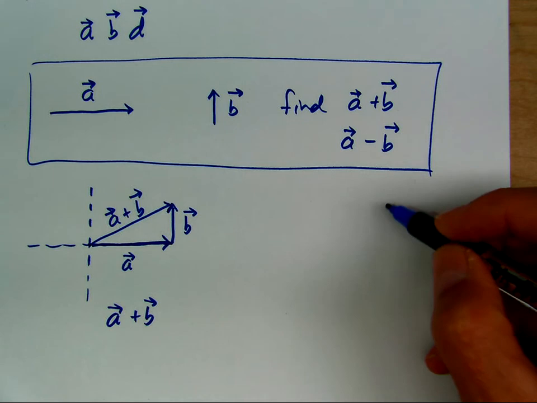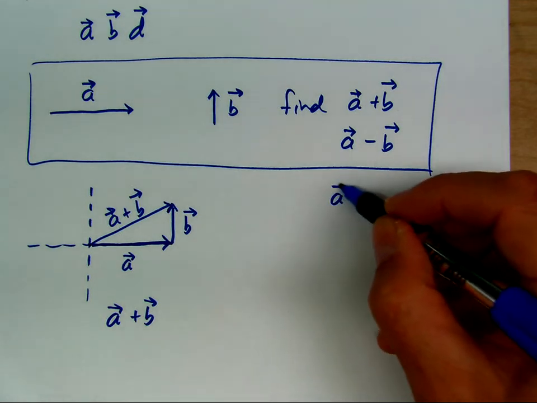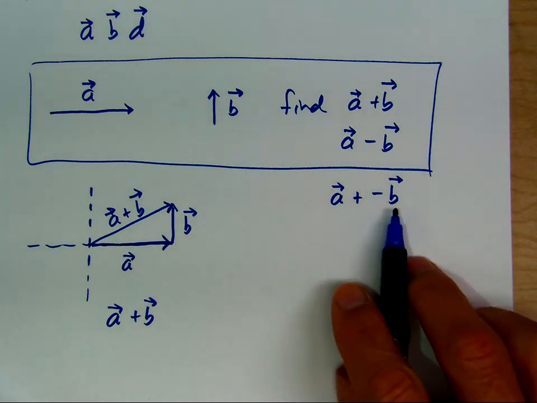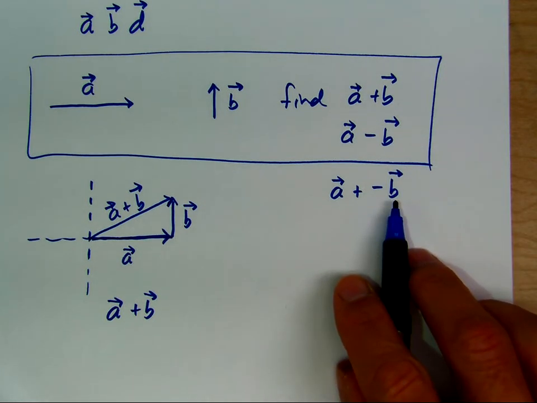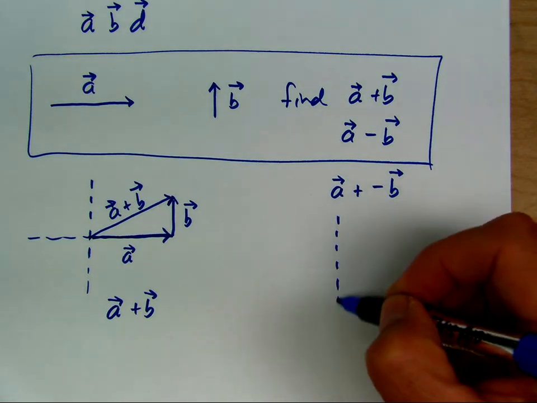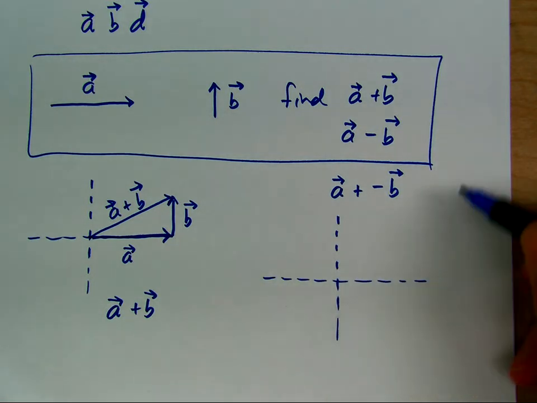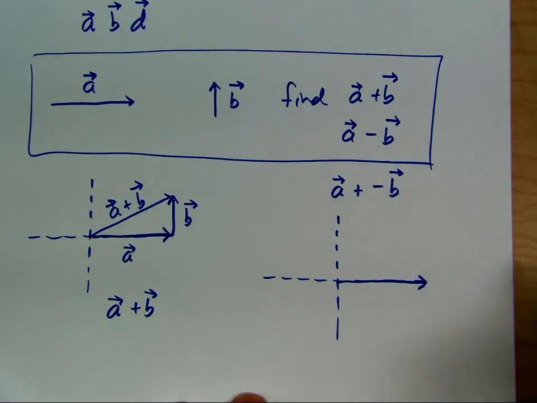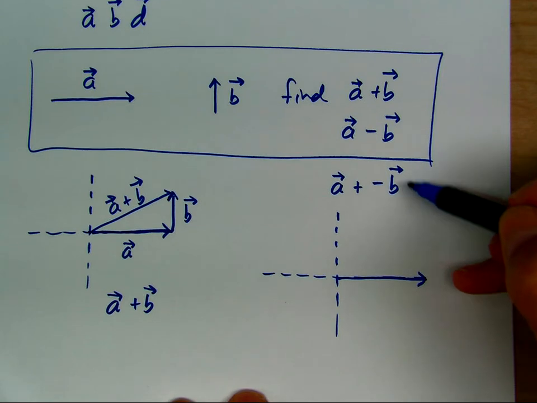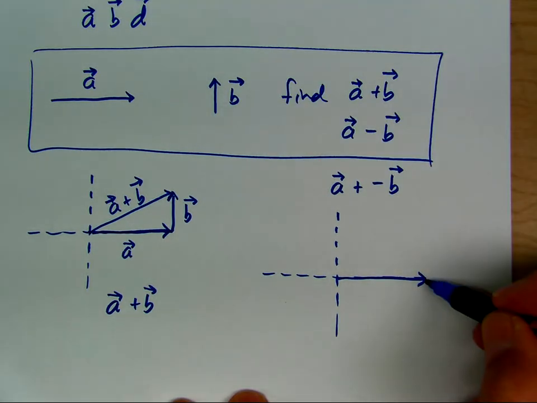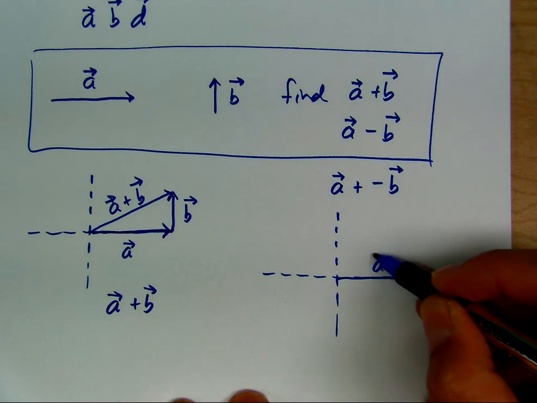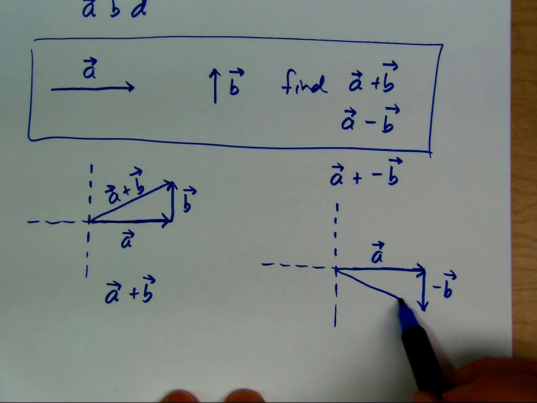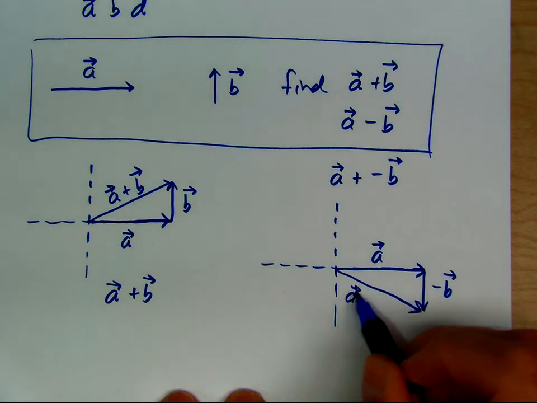Let's try A minus B. And we can write it as A plus negative B. And a negative vector is just going in the opposite direction. So if we copy A again, and then we'll draw B in the opposite direction. So B is going up, and then here B will go down. We have vector A, negative vector B, and the resultant is A plus negative B.